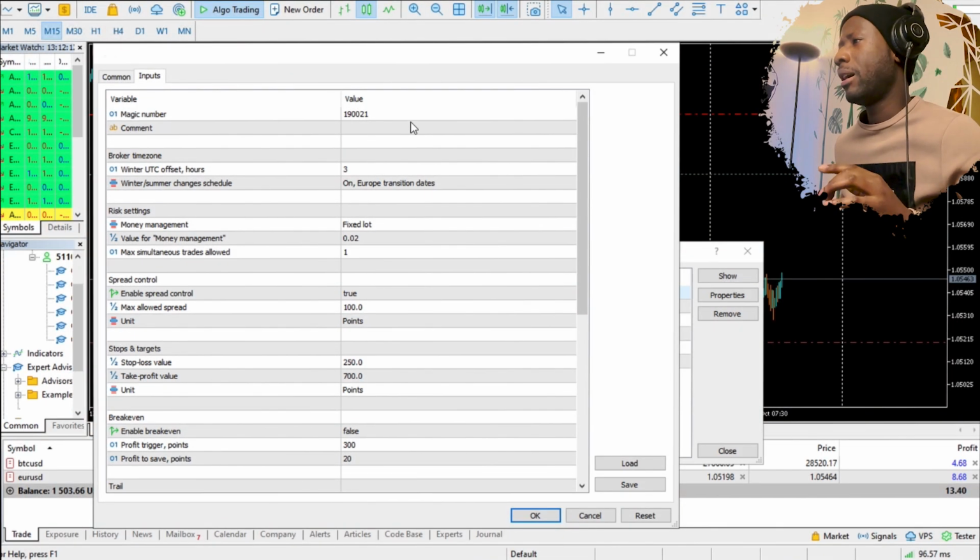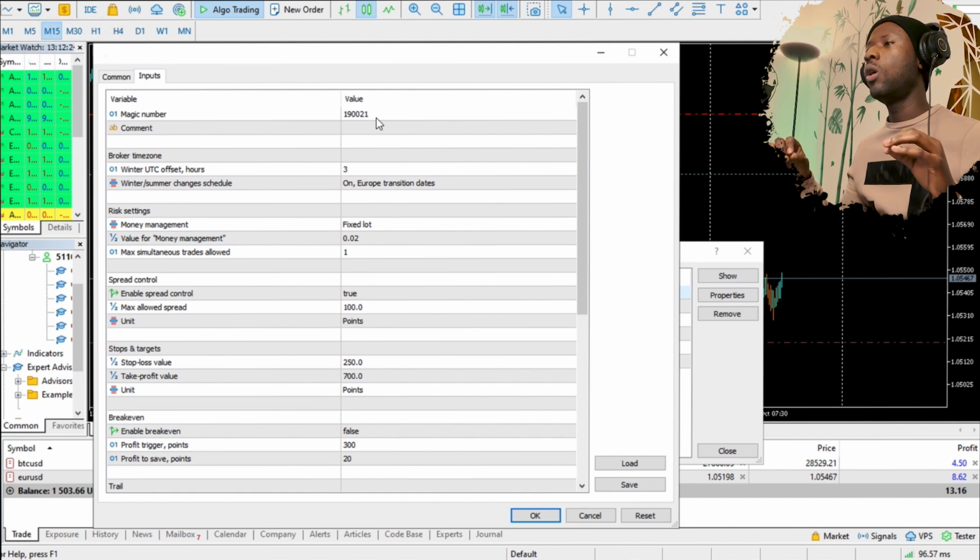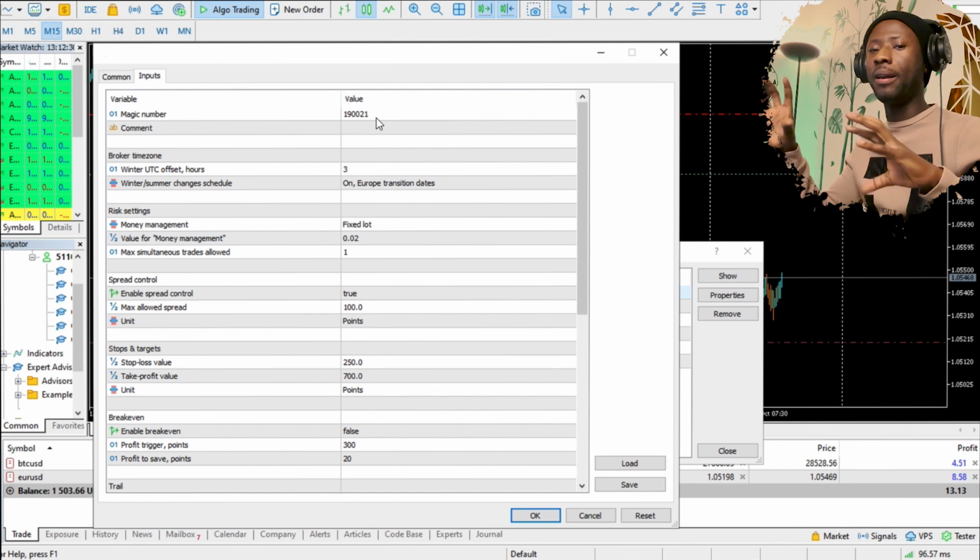Okay, so you will need the magic number. Magic numbers are important. I was about to say it's not important, but let me explain why magic numbers are important. What is a magic number? Magic number is when you want to use the robot on different pairs but in different time frames.